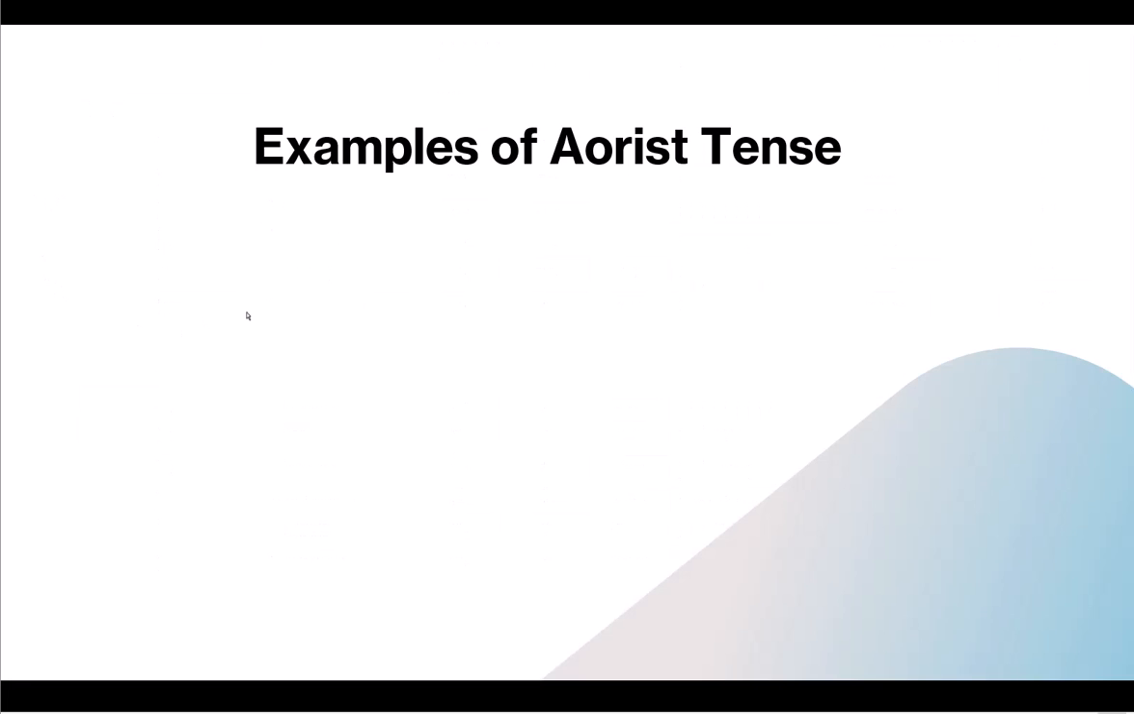Let's look at some examples of aorist tense. So we have ebalen, ebalen. And this is the aorist active indicative third singular of ballō. Notice the stem changes, so it is a second aorist, and the ending then is what we would expect for an imperfect. It's a third singular, that epsilon iota ending.